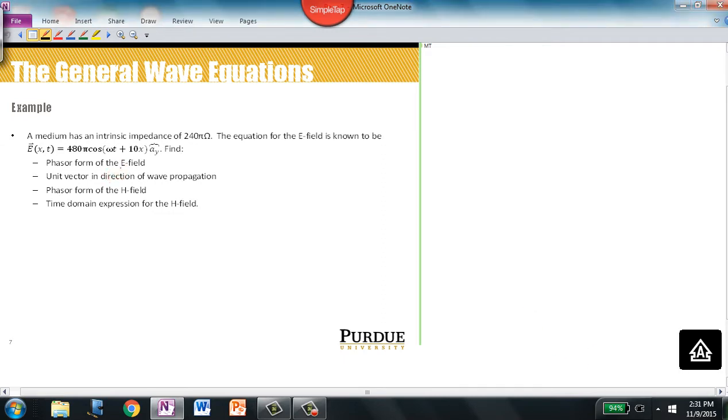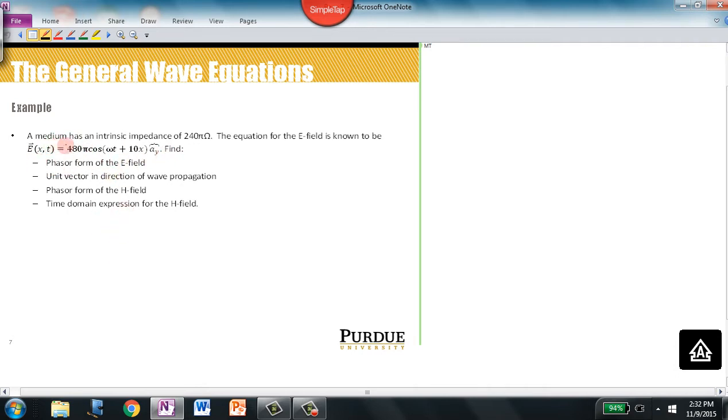So in this example, we have a medium. It's got an intrinsic impedance of 240 pi. We're given an equation for the E field. We're then asked to write the E field in its phasor form. We want to determine the direction of the wave propagation. We want to find the phasor form of the magnetic field, and then write the time domain expression for the magnetic field. So let's start with phasor form.